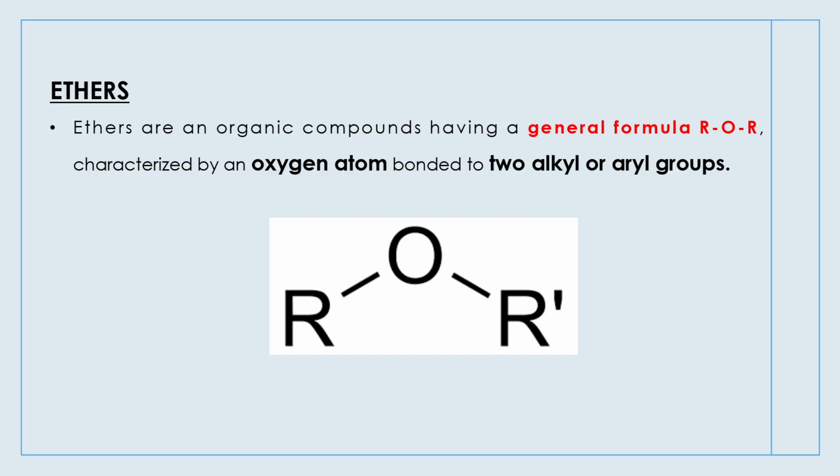So it is the organic compound which is characterized by the oxygen atom that contains two alkyl or aryl groups. The general formula for ether is ROR. Keep in mind that in ether we have one oxygen atom and two separate alkyl or aryl chains. One chain is on the left hand side and the other chain is on the right hand side. That's why I have used the word separate.